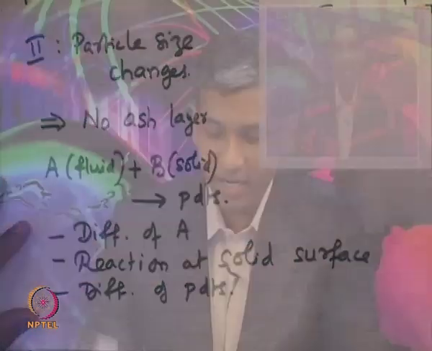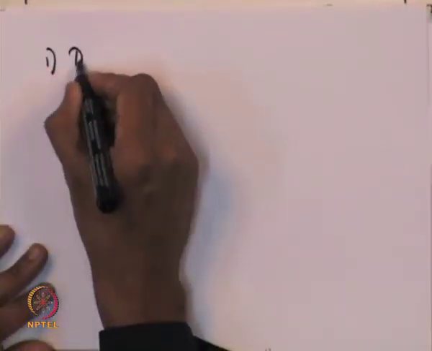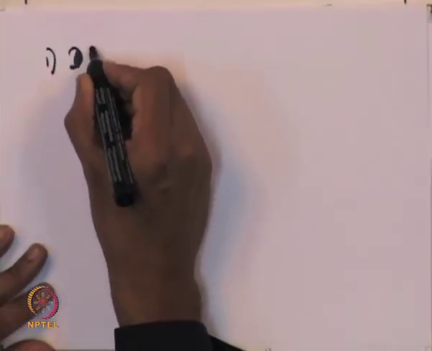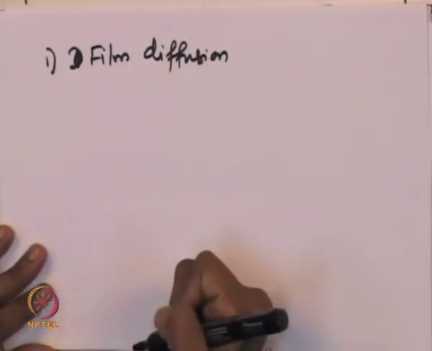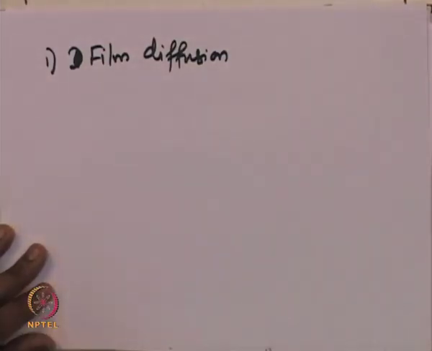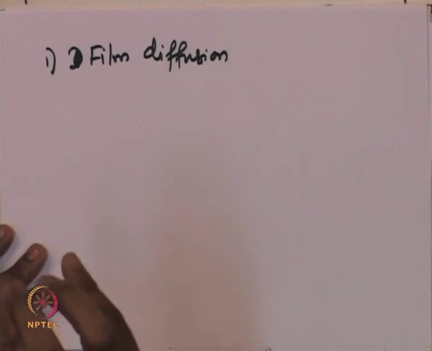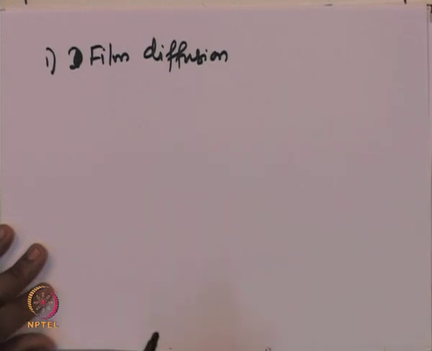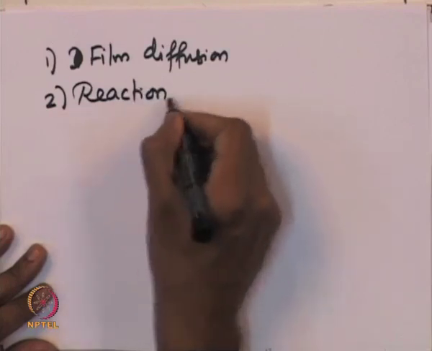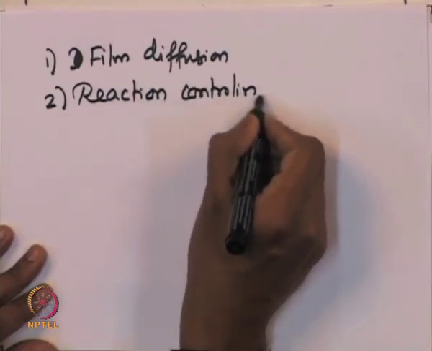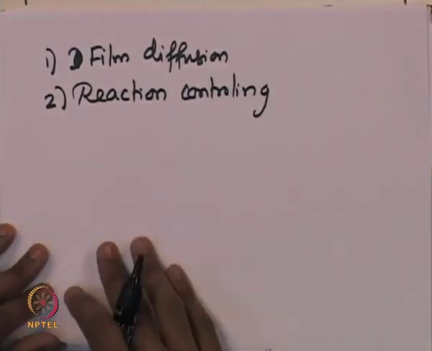So, what are all the different processes that may actually control the overall conversion? The first one would be film diffusion controlling. The gas film which is present around the core, which is undergoing this fluid solid non-catalytic reaction, so diffusion through that film might actually control the overall reaction, or it might be reaction controlling. So, let us start looking at the reaction controlling process.